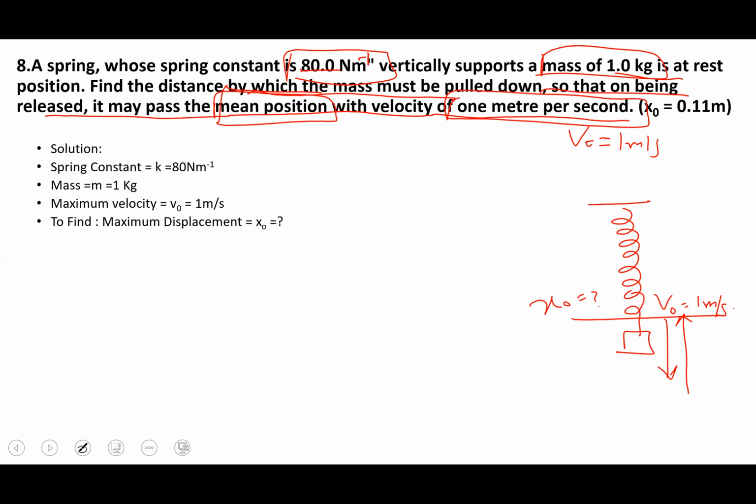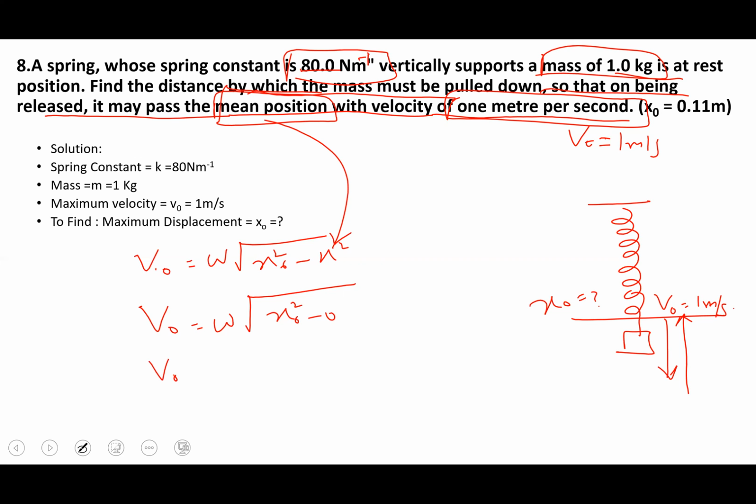Now, if we remember the formula of velocity in a circular motion and the simple harmonic motion, it will be v naught is equal to omega under root x naught square, we can say r square, minus x square in this case. Now, as we know, it is mean position, so the value of x will be equal to 0. So v naught is equal to omega under root x naught square minus 0, and this x square and this under root basically cancel out. It will be v naught is equal to omega x naught. Now we know that omega is equal to under root k over m. So let us put this value of omega in this equation.